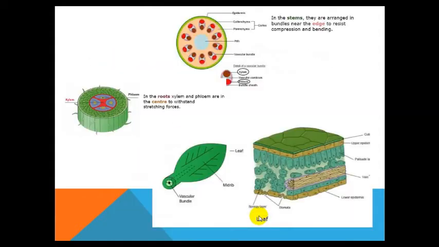Next, this is also an elaboration of what I have said just now: the location of the vascular bundle in the leaf, in the stem, and also in the root. If you want to understand more, maybe you can read and digest the information provided here.